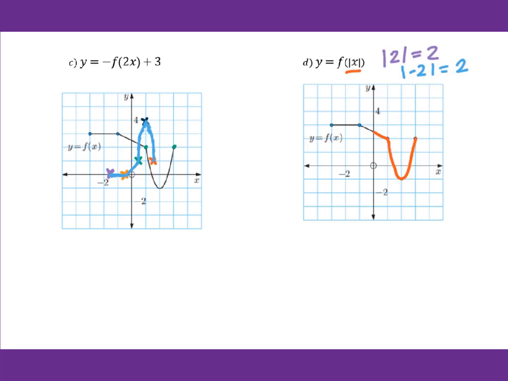Therefore, the graph on the right side of the y-axis will be reflected across the y-axis. These points go here, and these points go here. These points go here. So we connect like this. This will be the transformed function.